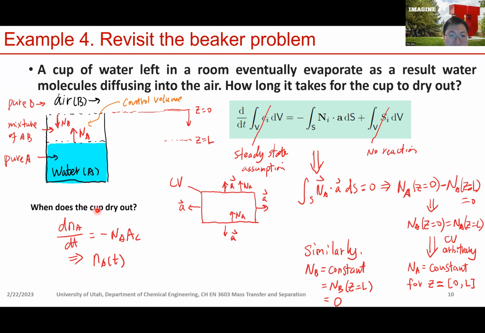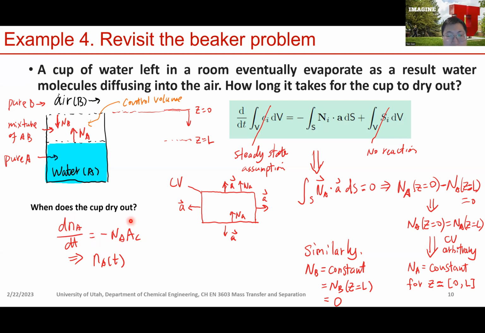ordinary differential equation, right? So here A_C is a constant. And both the lowercase n_A, the moles of A, and the uppercase N_A, the flux of A leaving the water phase, are unknown variables. In order to solve this ordinary differential equation, we need to find out how lowercase n_A is related to the uppercase N_A, right?